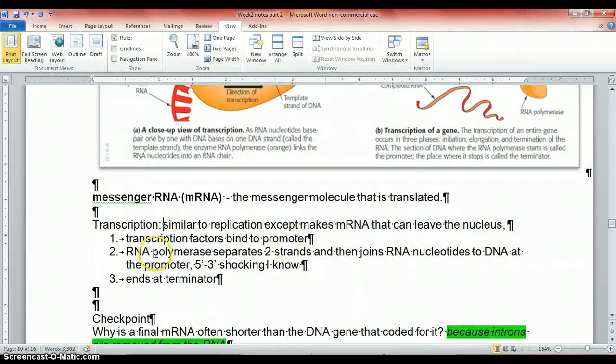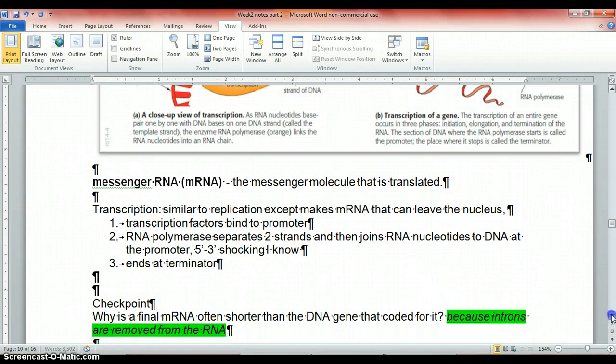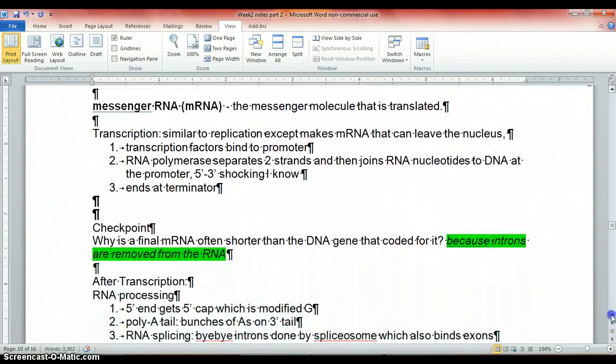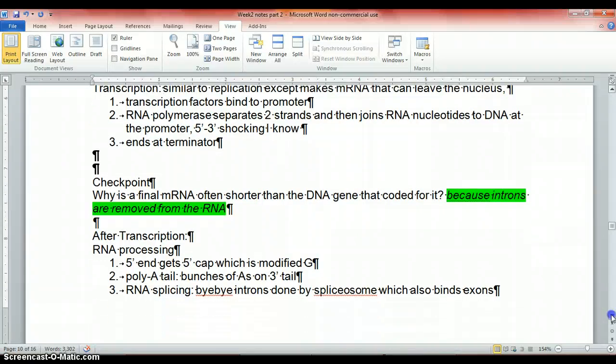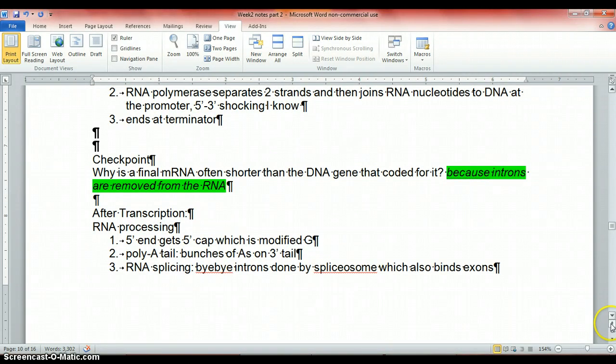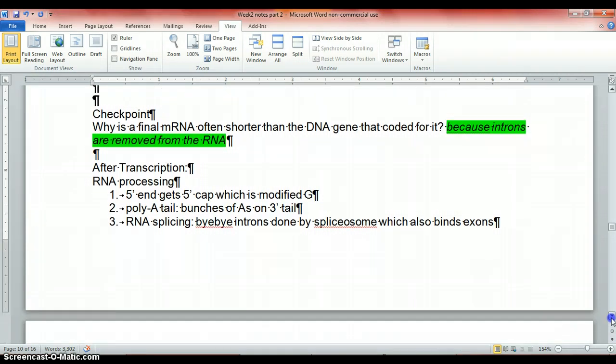Transcription factors bind to the promoter. RNA polymerase separates the two strands and joins the RNA nucleotides to DNA at the promoter, going from 5' to 3', shocking, I know, that's what it always does, and ends in the terminator. Okay? So are you copying the DNA to make another DNA, or are you copying the DNA to make just RNA? It's a big difference. Okay, so after transcription, we're going to have to process that RNA.